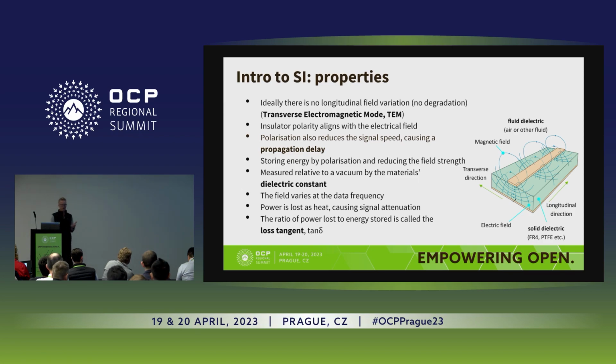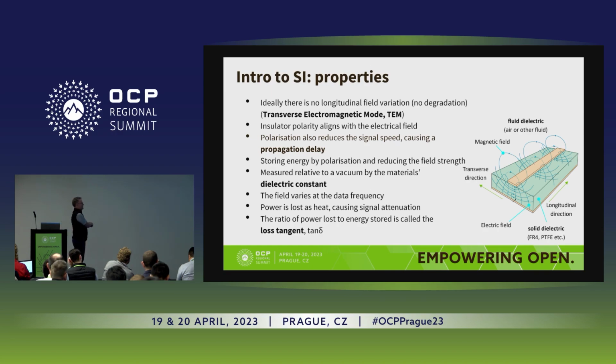Why does that happen? Well, first of all, we don't want that to happen. We want the field to be the same as we move along the transmission line. That's called a transverse electromagnetic mode, or TEM for short, and that's ideal. TEM is ideal, where you only have transverse variations, so the field gets weaker as you go away from the strip line, but it doesn't get weaker as you go along it. That's what we want. So TEM is good. Okay?